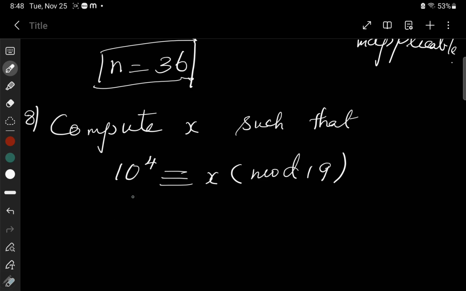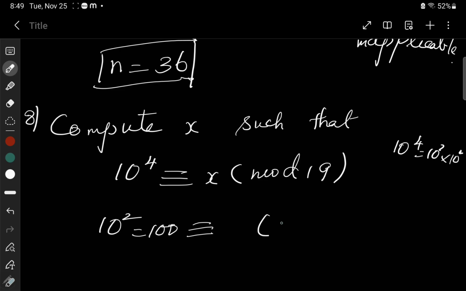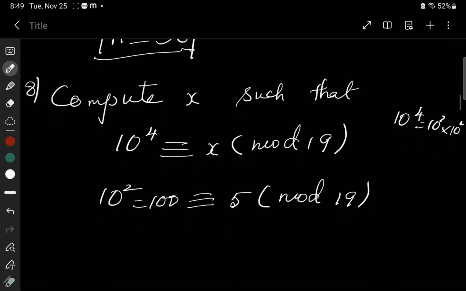So for this, what I do, 10 power 4, I can split this 10 power 4 as 10 square into 10 square. First you find for 10 square. 10 squared is 100. If I divide this by 19, mod 19, I will get the remainder as 5. 95 goes, remainder 5.